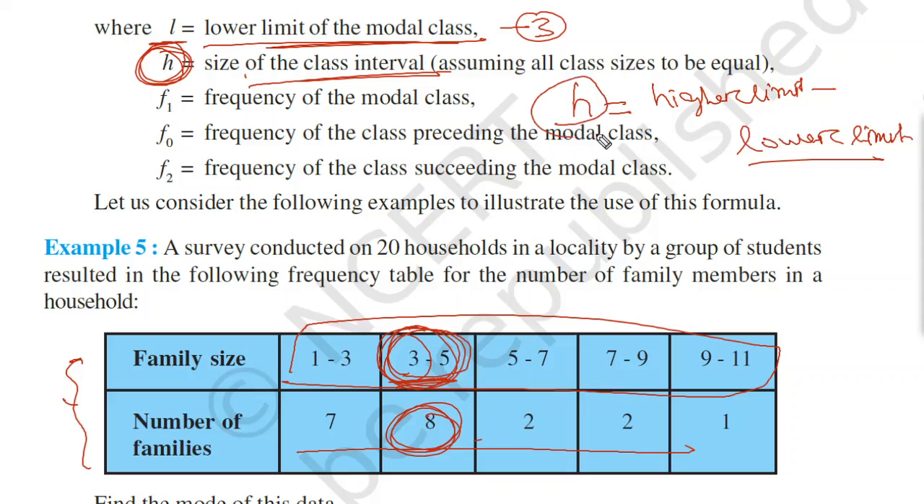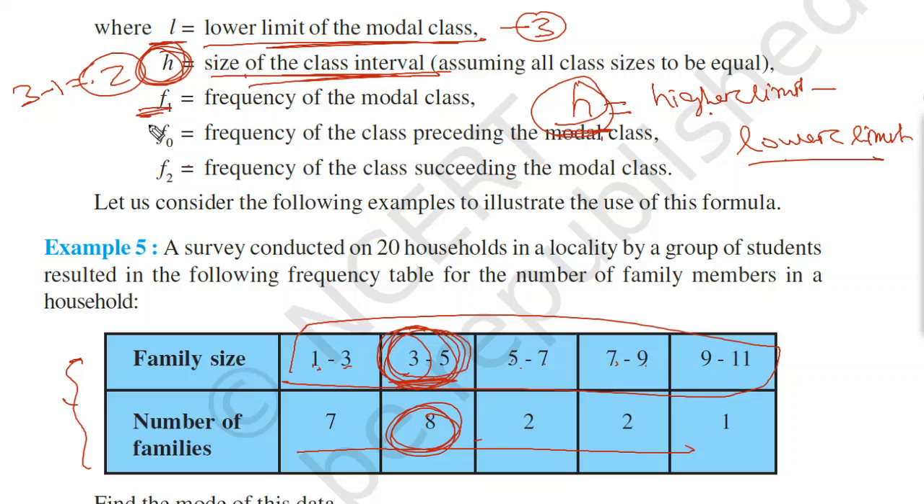Okay, so H, who is H? H is the difference of higher limit minus lower limit, or you can say it is the size of the class interval. So in this case 3 minus 1 is 2, so H equals 2. H is 3 minus 1 equals 2, or 5 minus 3, or 9 minus 7, like this.